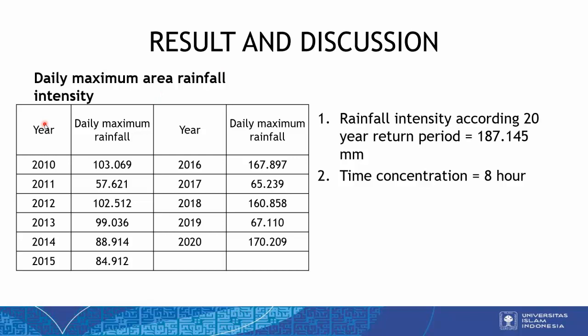The daily maximum rainfall intensity was picked from year of 2010 until 2020. This daily maximum rainfall intensity will be calculated by using the frequency analysis to obtain the rainfall intensity for 20 years return period. The result of the frequency analysis is that rainfall intensity is 187.145 millimeter for 20 years return period. While for the time concentration, we use the Australian Rainfall and Runoff to calculate the time concentration for Cilangla Basin. The time concentration was 8 hours.